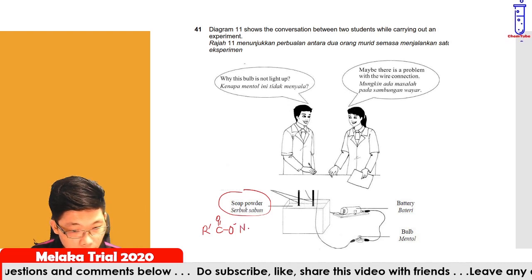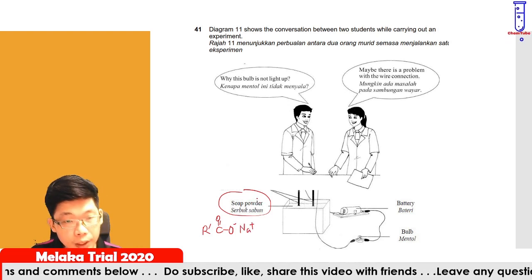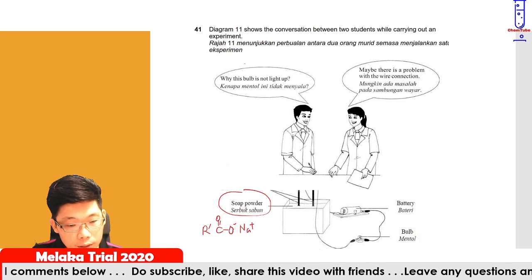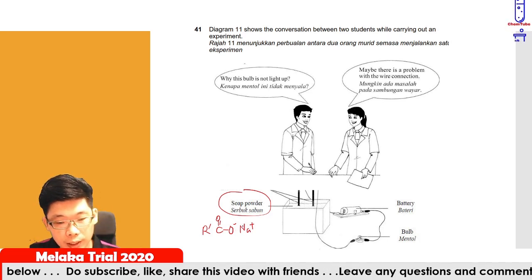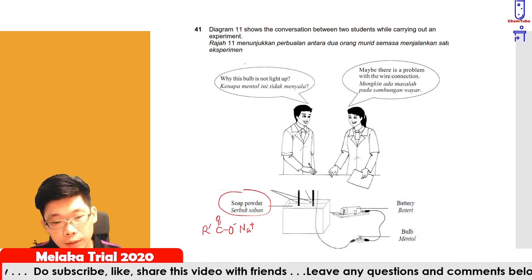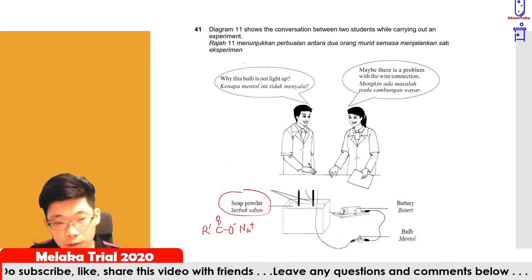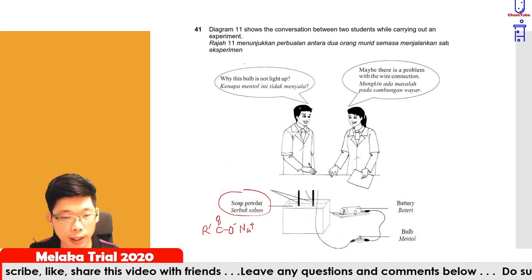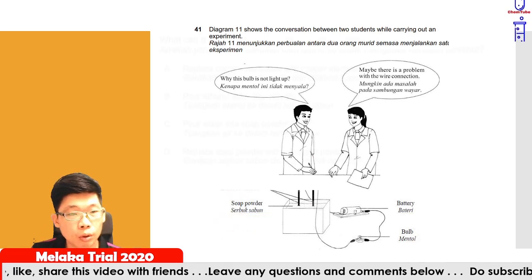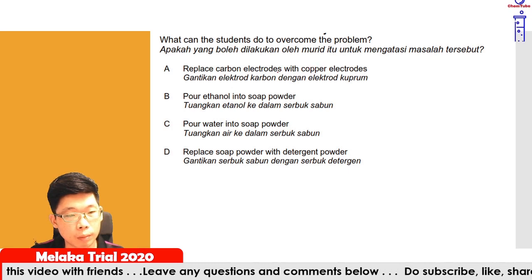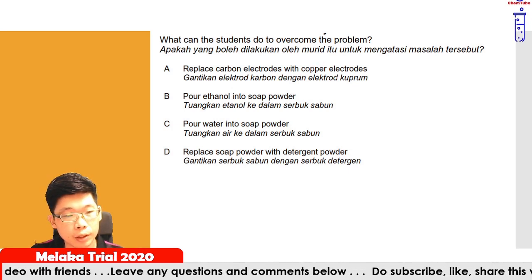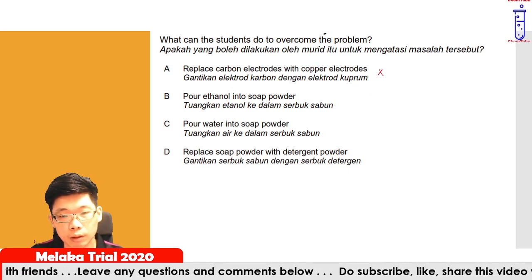If it is in powder form, it means it is a solid, and the ions inside are in fixed positions, not moving freely. So it definitely cannot conduct electricity, and then the bulb does not light up. So what can the student do to overcome the problem? Replace the carbon electrodes with copper electrodes. This one won't solve the problem.